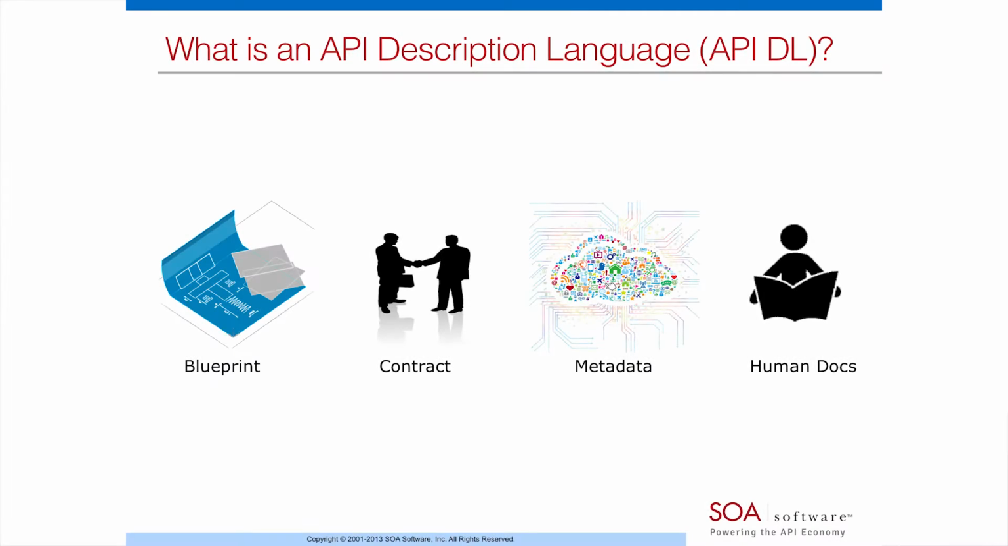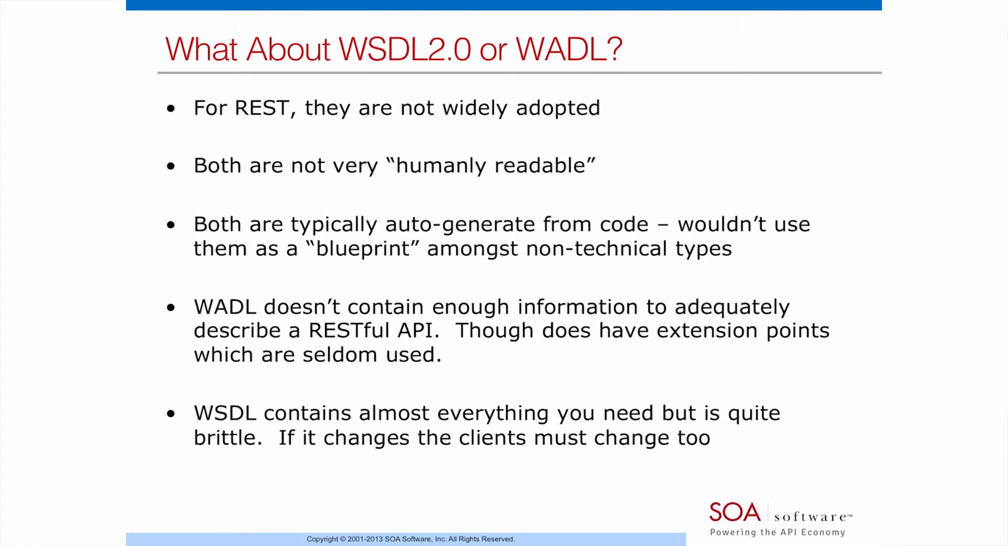And finally, the fourth characteristic of a good API description language is that it should be human readable, right? You should be able to pick it up and pretty easily understand what that API is going to do. You shouldn't have to have a PhD to read the specification, like you did with WSDL. Okay, so what about WSDL 2.0 and WADL?